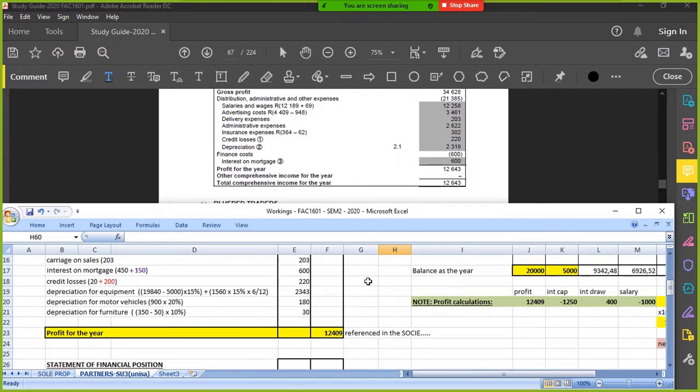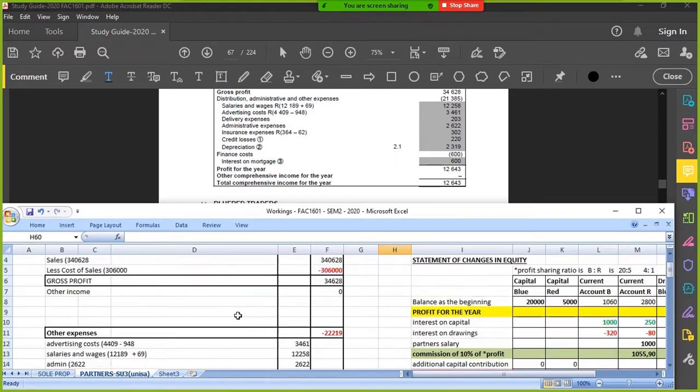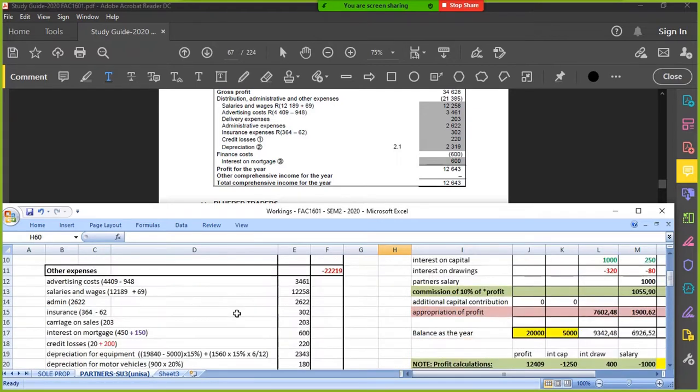What is their total? 12,643. Ooh, not the same. But it balanced perfectly. Let's check why. Let's see. Okay, so let's go through it. Let's check the first one.